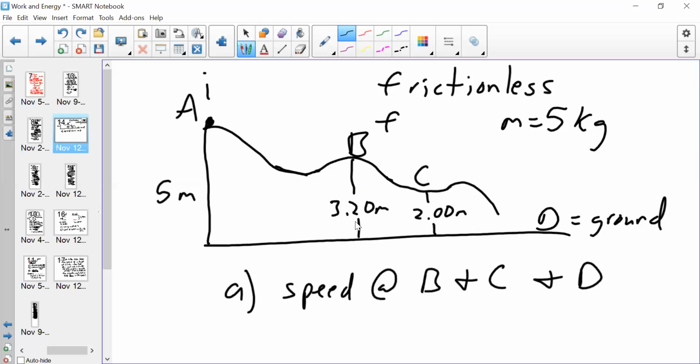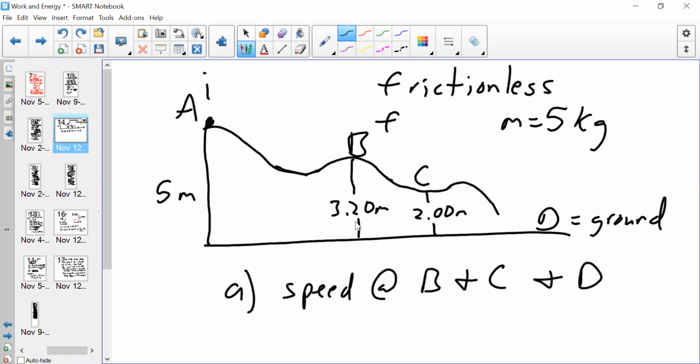Do I have kinetic energy at B, potential, or neither? Potential. I do have potential. Do I have kinetic or no? No kinetic, right? Because it would fly off. No, we have both.